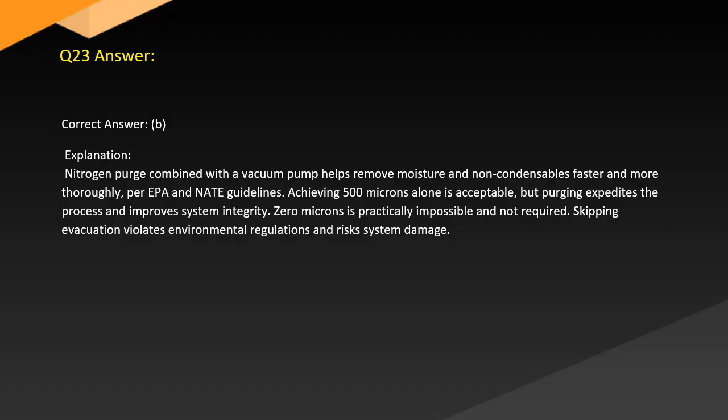Answer. Correct answer: B. Explanation. Nitrogen purge combined with a vacuum pump helps remove moisture and non-condensables faster and more thoroughly per EPA and NATE guidelines. Achieving 500 microns alone is acceptable, but purging expedites the process and improves system integrity. 0 microns is practically impossible and not required. Skipping evacuation violates environmental regulations and risks system damage.